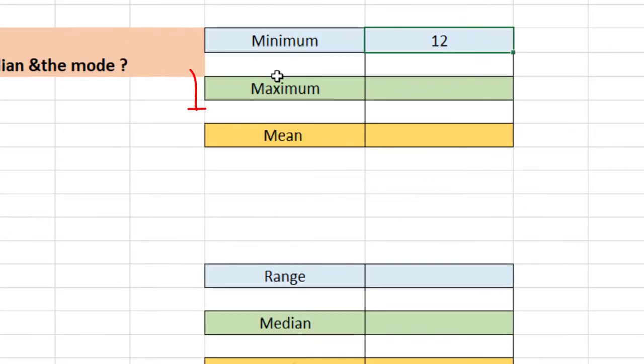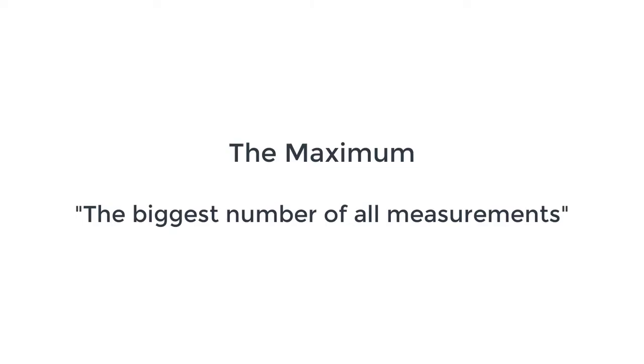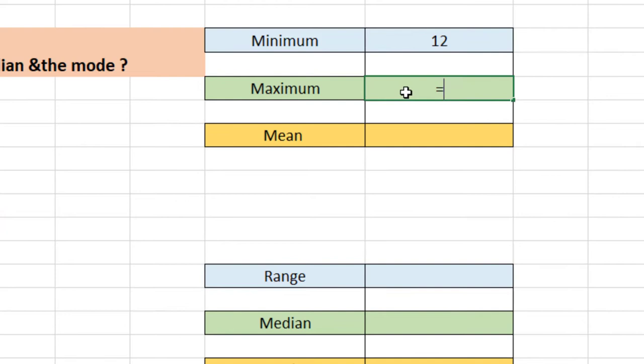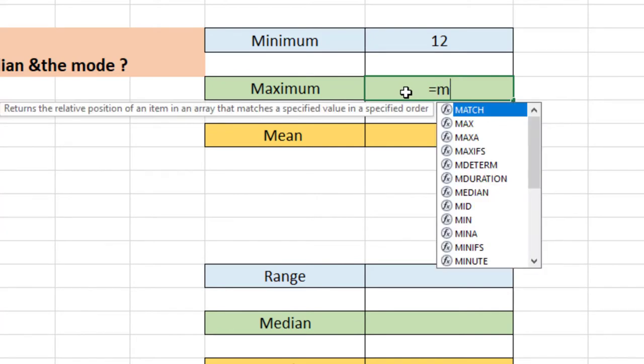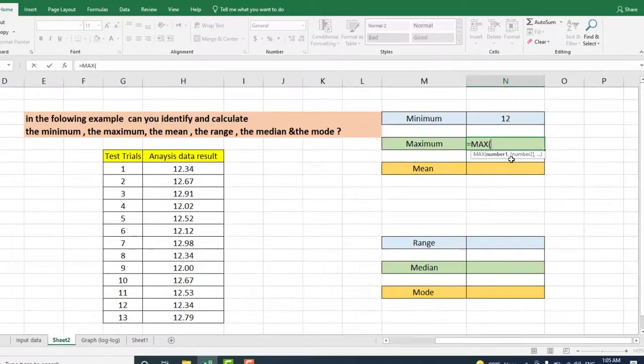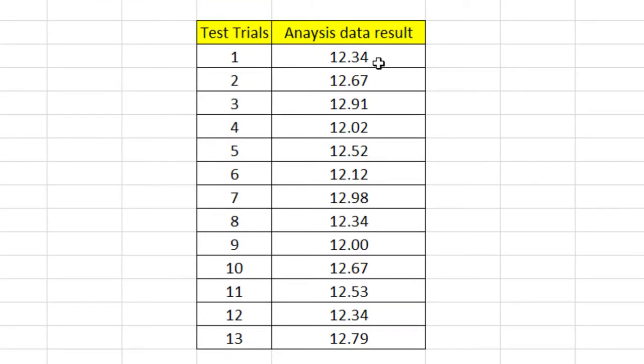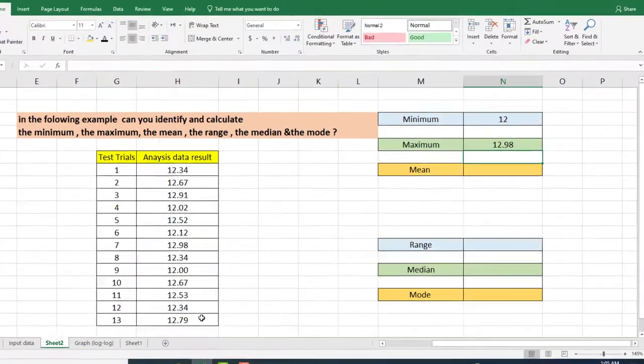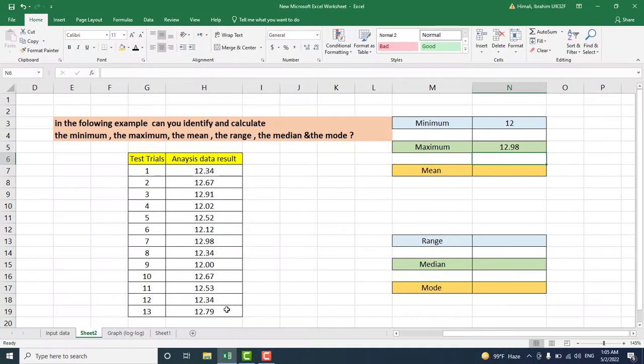The next one, I'm going to find the maximum. What is the maximum? The maximum is the biggest number among those measurements. So what is the maximum? Let's find it out the easy way. Let's say equal sign and max. Let's also highlight them and find out what the max is. The max is this number.